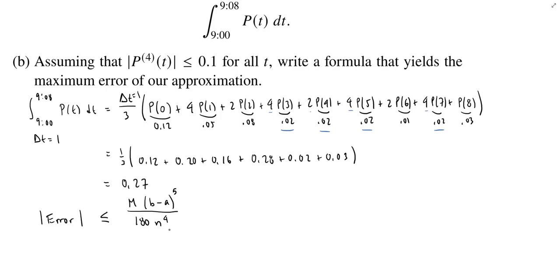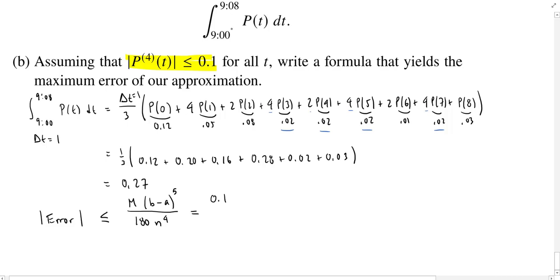So the M, for instance, the M is the bound on the 4th derivative of the function, right? So that's actually what we were given. We were given a bound on the 4th derivative of the function. This is the absolute value of the 4th derivative of t, and we're saying it's less than or equal to 0.01. So we can replace the M by 0.1. Okay, b minus a, that just comes from the interval.